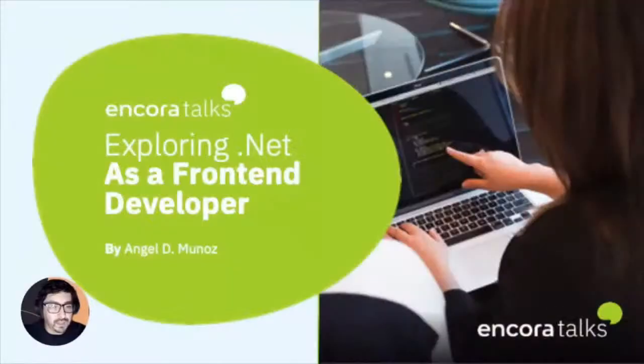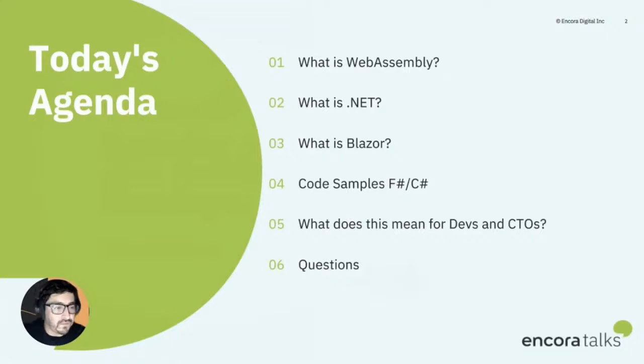So today we will be talking about how .NET is for the front end, for the average front-end developer. The agenda for today is: what is WebAssembly? What is .NET? What is Blazor? Let's show some code samples, and what does this mean for devs and CTOs? After all of that, we'll have some time for questions in case you have some, and let's dive in.